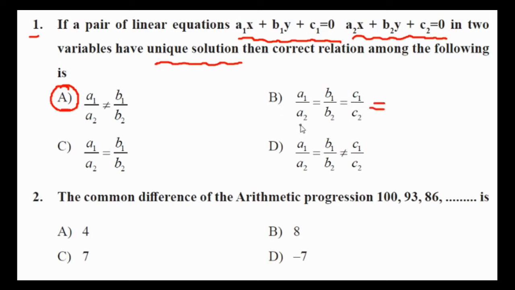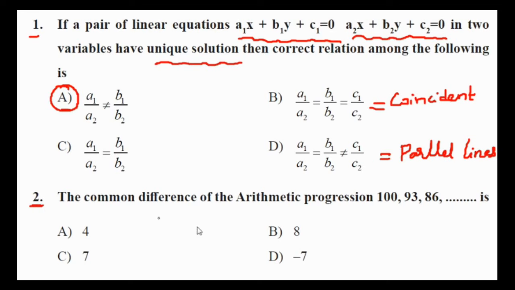And a1 by a2 is equal to b1 by b2 is equal to c1 by c2 is the condition for coincident lines. It has many solutions. And a1 by a2 is equal to b1 by b2 is not equal to c1 by c2 is the condition for parallel lines and it has no solution. So this is the additional information.